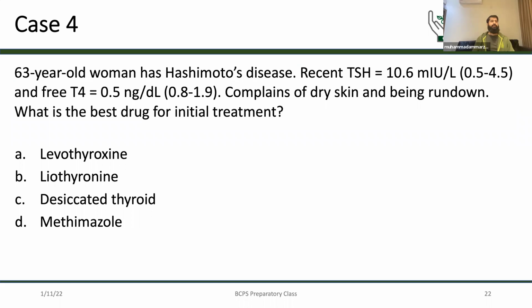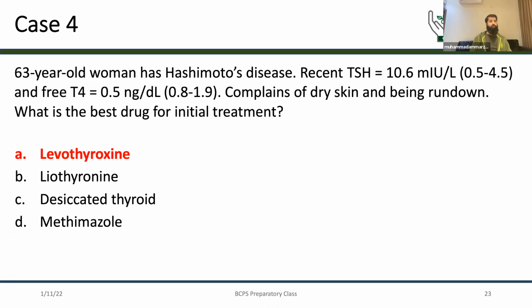So you can see that levothyroxine, liothyronine, desiccated thyroid, all of these could be used, but one of them is a treatment of choice. Methimazole, that is not a treatment for Hashimoto disease, that is a treatment for Graves' disease, which we have discussed earlier. So option D is absolutely out of context. A, B, and C. If you are thinking about levothyroxine, then you are right, because levothyroxine is the drug of choice.